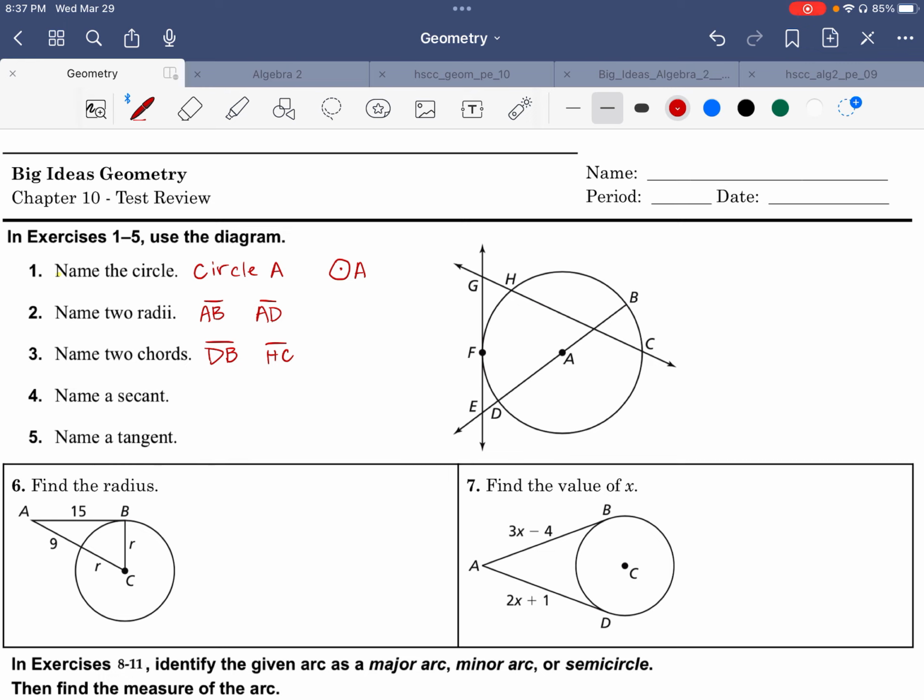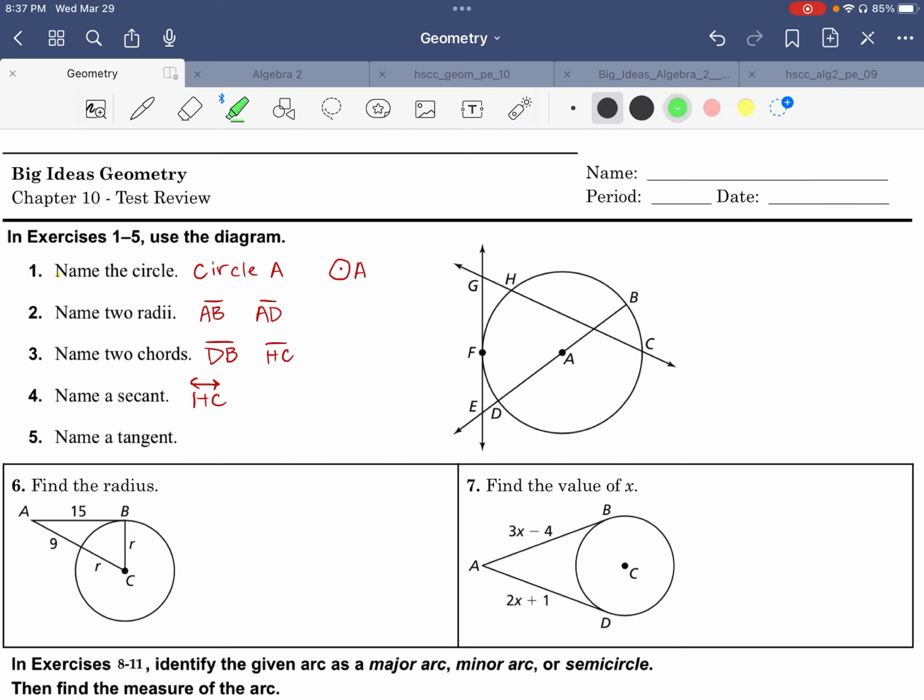Moving on, name a secant. A secant is a line that crosses the circle at 2 points. So this right here, that could be called a secant. Or if you wanted to, you could use this one right here. I'm going to use the HC because it's a complete line. It doesn't matter. Either one would have worked. So we'll say HC. But notice when I name the secant, I'm going to use the line symbol on top, not the segment symbol.